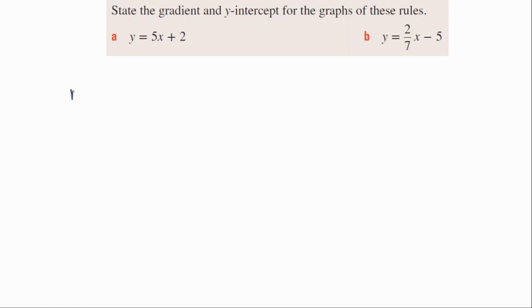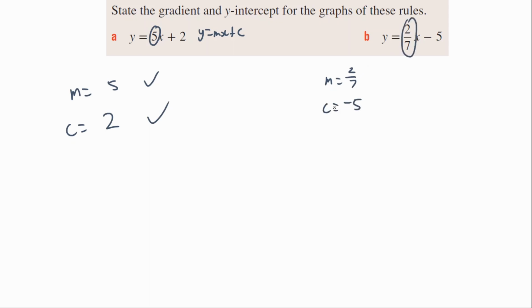Alright, so in this case, m would just be 5. Remember, y equals mx plus c. So m is 5, and c is positive 2. Give yourself a tick for each one you got correct there. And for question B, m is in fact just 2 over 7, and c is going to be negative 5, the y-intercept. Give yourself a tick for each one you got correct there as well.